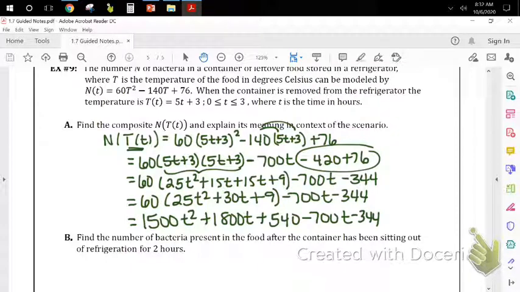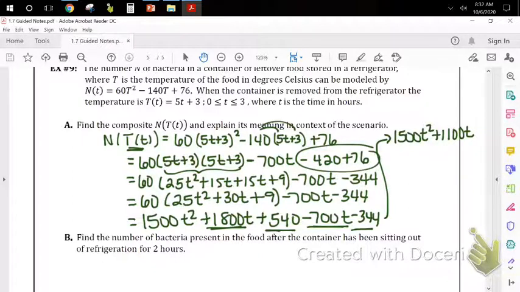So then we're going to combine our like terms. So I have, just try to squeeze it in over here, it may take more than one line. So I have 1500t squared. Then I have the 1800t minus 700t, which is what, 1100t. And I have the 540 minus 344, which is positive 196. And so we found that N of T of t is equal to that.